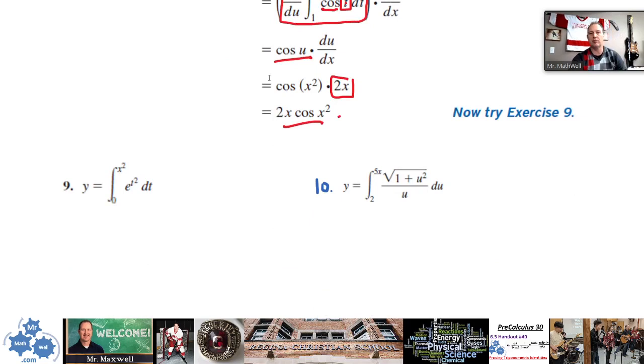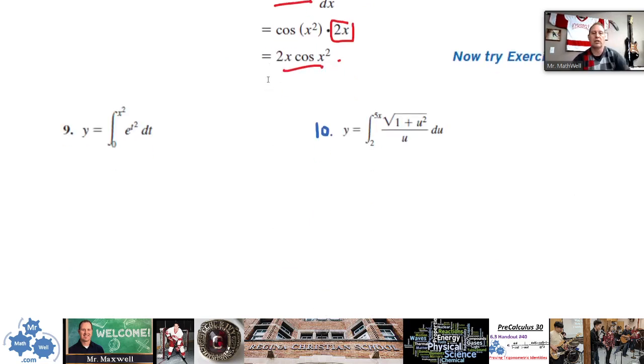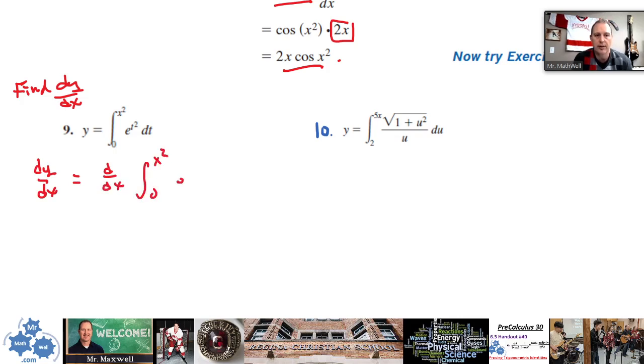So let's do a couple examples here. Again, we're going to find the derivative. Find dy dx for y equals this integral. So dy dx equals d dx of the integral from 0 to x squared of e to the t squared dt. Now again, one thing you want to remember is that if it's dt, you'll have a t, or this variable, inside the integrand.